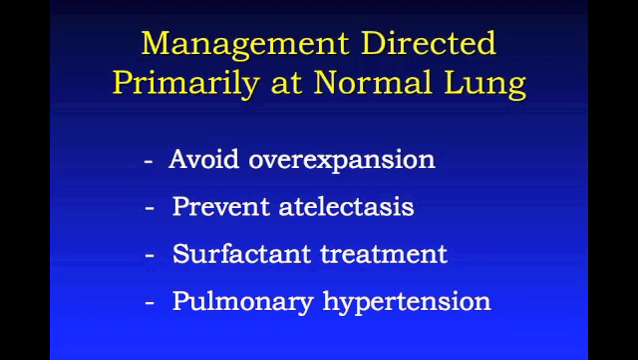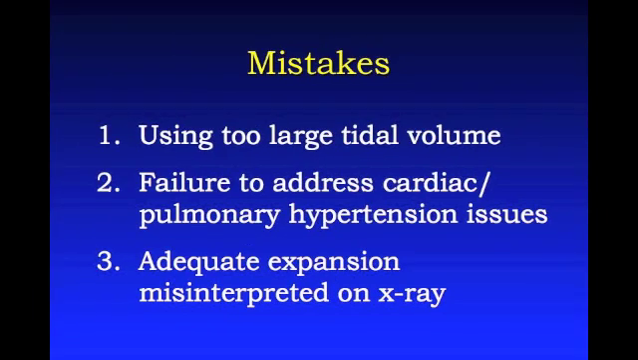So I think the mistakes are using too large a tidal volume. One thing you have to remember is that the tidal volume that you're using is only going to one lung. So if somebody says, well, we ought to be using 6 or 7 per kilo, that lung is really receiving twice that. So 12 to 14 per kilo, which is a lot of volume.